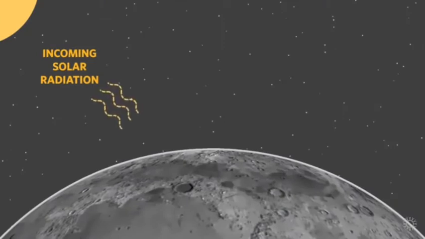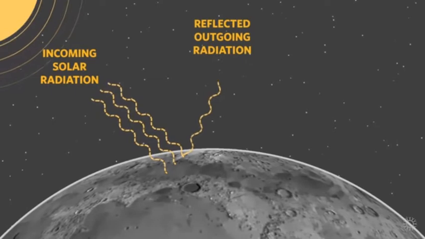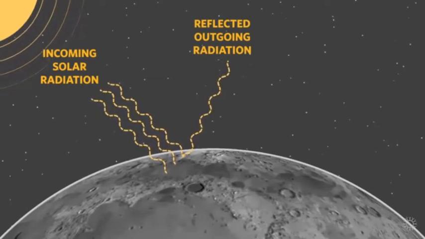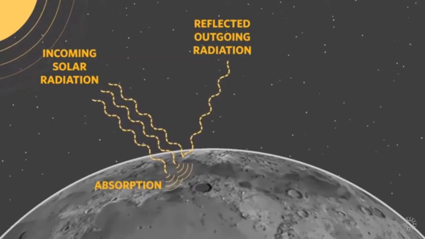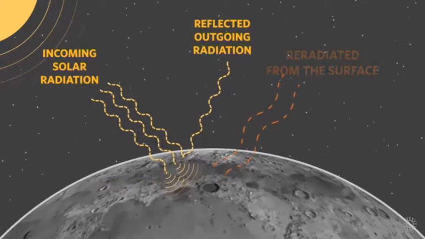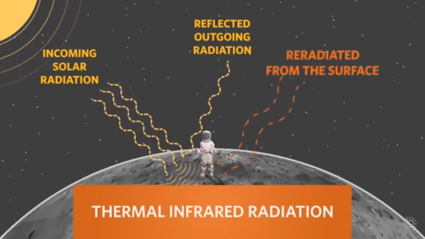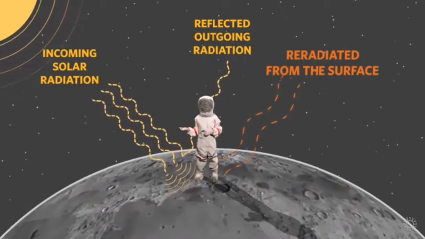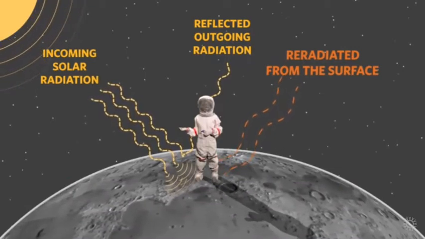Now that's extreme. That's because the moon gets the full force of the sun's energy when it's daytime. A little of the energy is reflected right back out into space from the moon's surface. The rest of the energy coming in is absorbed by the moon's surface, then re-radiated back out into space, mostly as heat, or the fancy term for it, thermal infrared radiation. Right now, where Alejandro is standing on the moon, he's feeling both the direct radiation and the re-radiated heat.